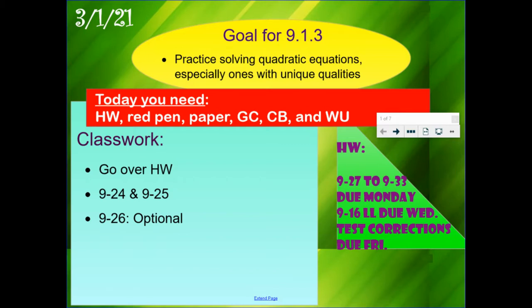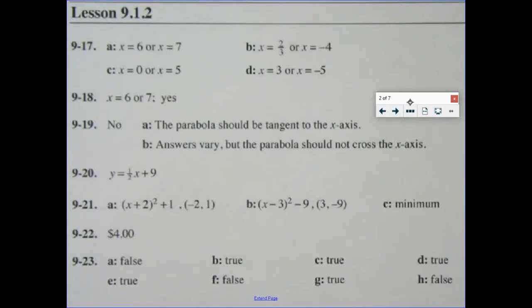And then we still have that learning log from Friday. 916 is due Wednesday. And then your test corrections. Please don't forget about your test corrections. Those are due Friday. And without further ado, let's get started.